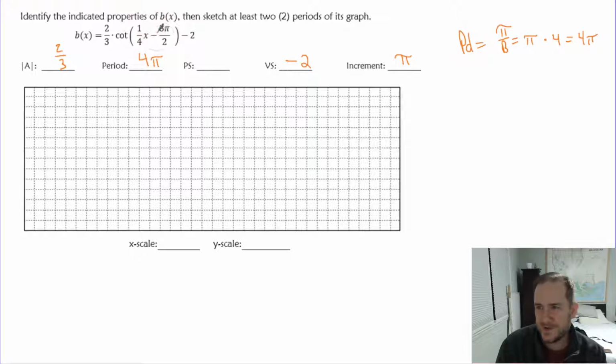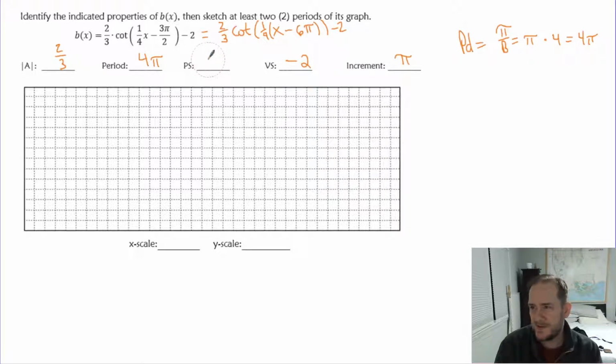Our phase shift is going to come from up here. We do have to factor out that 1/4 again. Do not forget to do that. So you get 2/3 times the cotangent of a factored out 1/4, so times x, and then minus. Now we're multiplying by 4. That makes 6 pi. And then a minus 2. So we've got another pretty big phase shift, and that's fine. 6 pi. Great. Love it.